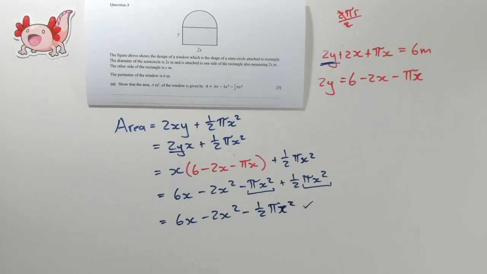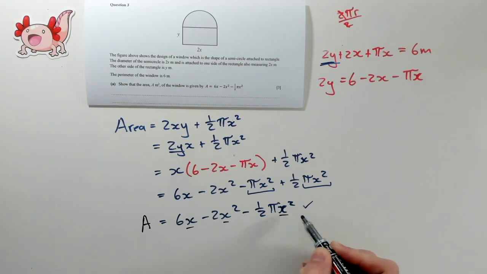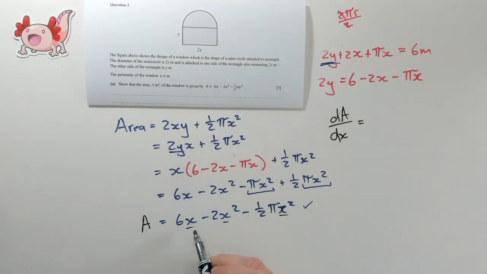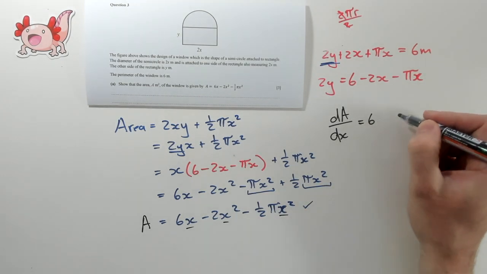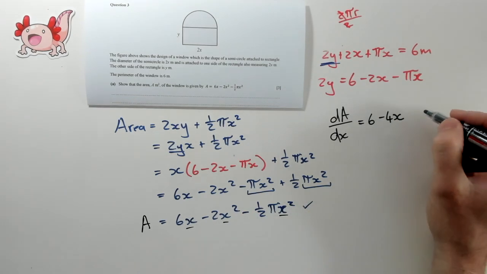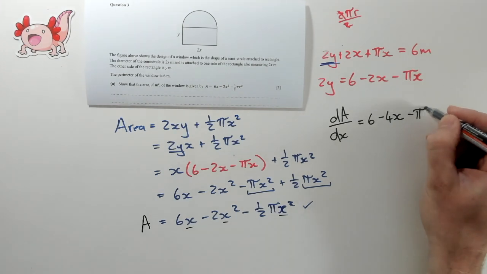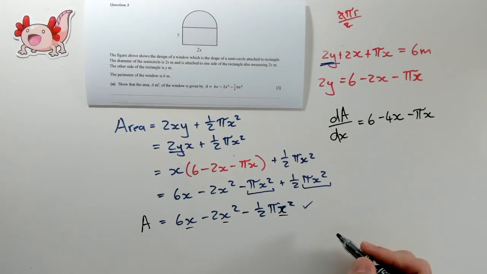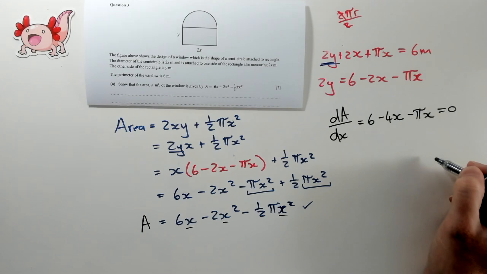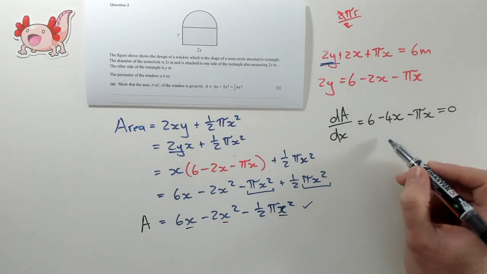So in order to find a maximum value, or a minimum, basically I need to find a stationary point. I'm going to have to differentiate this, and this is possible because I have A in terms of x, so I can differentiate A with respect to x. So 6x just becomes 6, and then 2 times minus 2x is minus 4x, and then 2 times a half conveniently just becomes a negative pi x. Okay, that's pretty simple enough. Because I want a stationary point, this is going to be equal to 0. And now I just need to find x.